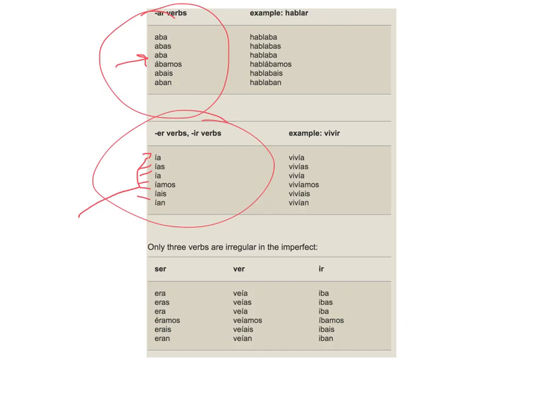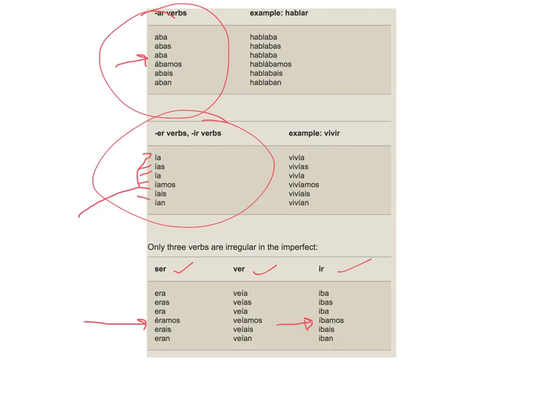And then you have your 3 irregulars, ser, ver, and ir. Ser is a verb you should be familiar with. Cuando era niño. Éramos has an accent mark. Ver, not too irregular. The only thing that makes it irregular is that you're just dropping the R instead of the E and the R. And then ir, ibas, iba, etc. Be careful. There is an accent mark right there on íbamos.